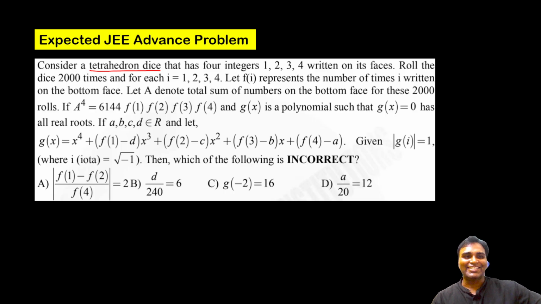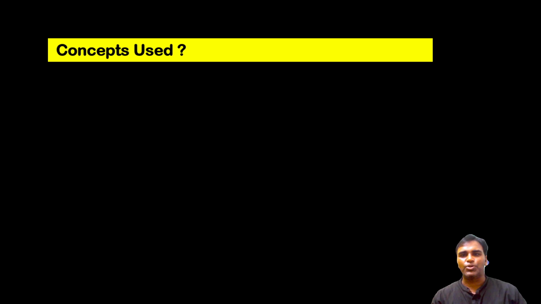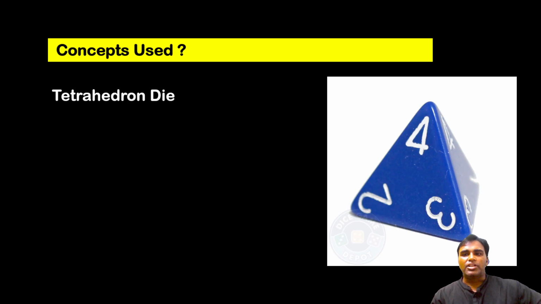Now let's start how to solve this. We will decode this, a very easy problem. It seems tough but is not so tough. Now let's come to the concepts that we are going to use in this question. First of all, the tetrahedron dice. If some of you don't know how the tetrahedron die looks, here is the picture. The tetrahedron die looks something like this. So we have 4 numbers on this die, 1, 2, 3, 4.